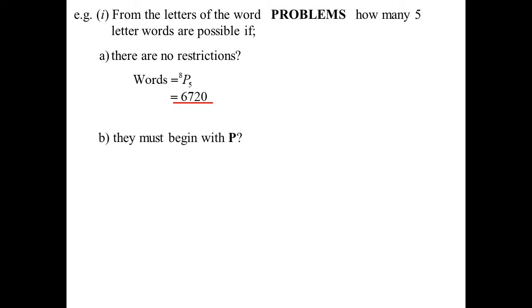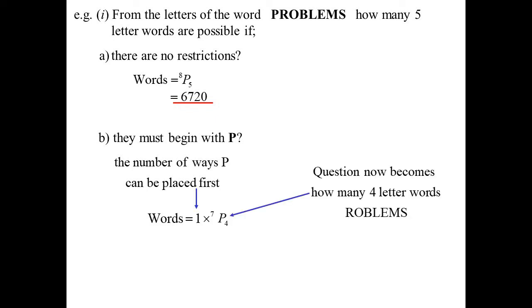The word has to start with the letter P. Always look after your restrictions first. P has to be in first place. Bang, there's only one way I can do it. I'll put it at the start of the word: 1. Now I've got to get the other 4 letters, but it now becomes 7P4, because as far as we're concerned, the question now is, how many 4-letter words can we make from the remaining letters of PROBLEMS? And then we just add that to the P, and we've got our 5-letter word.